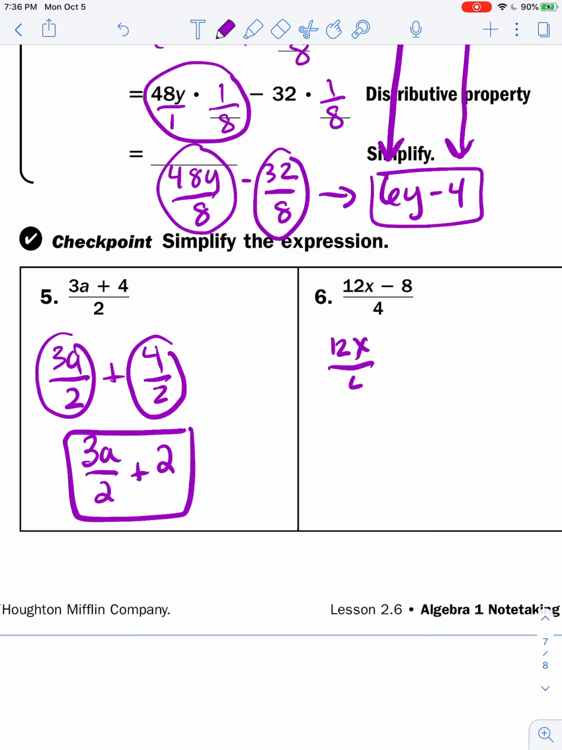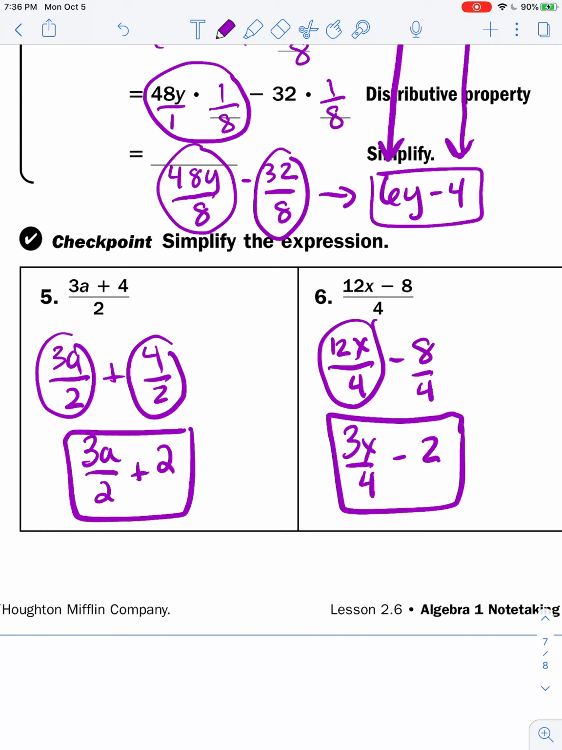Same thing here. I can take 12x over 4 minus 8 over 4. This can reduce to 3x over 4. This can reduce to 2. So multiplying, dividing, positives, negatives, some fractions, a little bit of that kind of stuff.